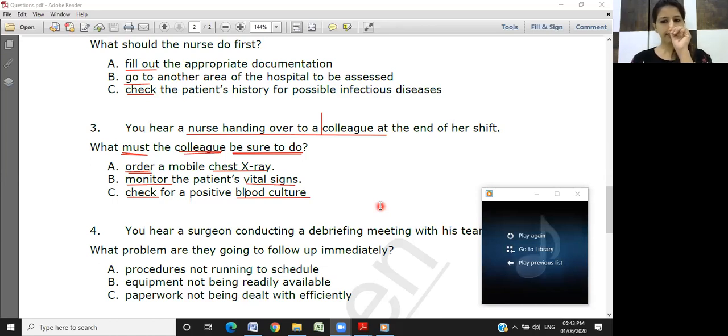Right, so here you see the main difference between the main idea questions and detailed questions. Here you don't need to summarize everything because you have heard something about chest x-ray, something about vital signs, as well as blood culture. But the focus was on what the colleague must do.